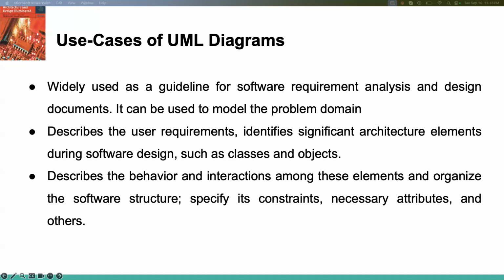Identifying key architecture elements using UML, we can identify significant architecture elements such as classes and objects during the design phase. These are crucial in defining the structure and behavior of the software. Modeling behavior and interaction, UML describes the behavior and interactions among these elements, helping us understand how the system components work together. It also helps organize the software structure and specify any constraints or necessary attributes.